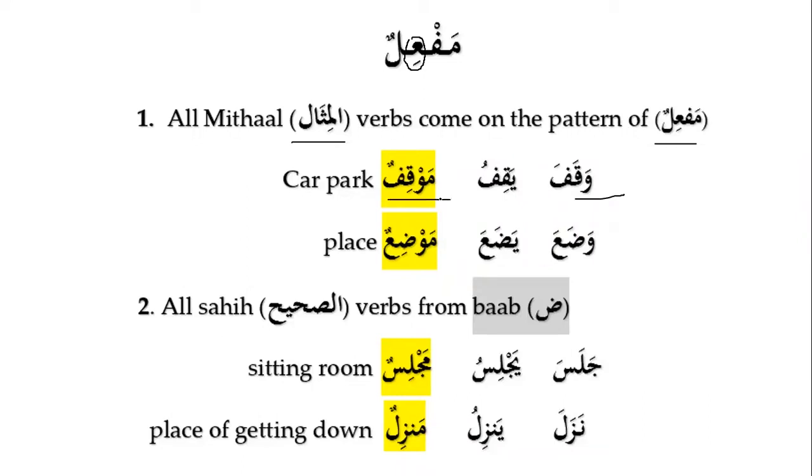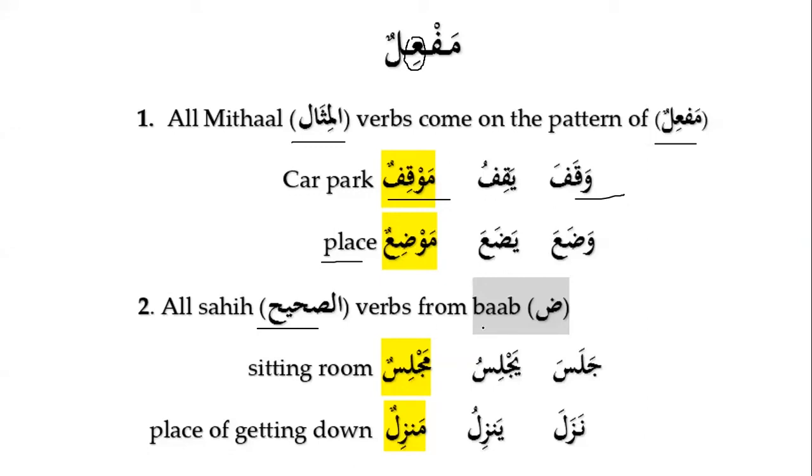Mawqif is used for car park. Similarly, wada'a yada'u and mawdi'un, place. So also, as we can see here, this is mithal, it starts with waw, and that's why all dhuruf, or dharf al-zaman and makan, will come on the pattern of maf'ilun, as we can see here, mawqifun wa mawdi'un.